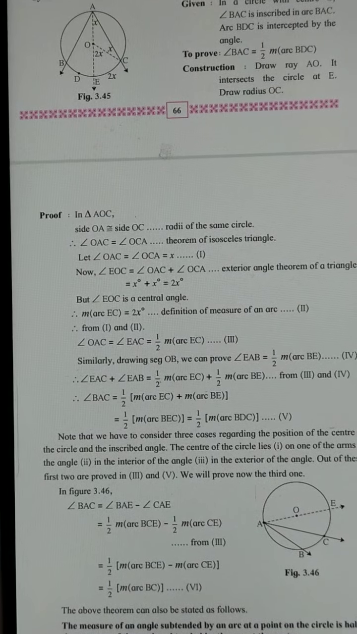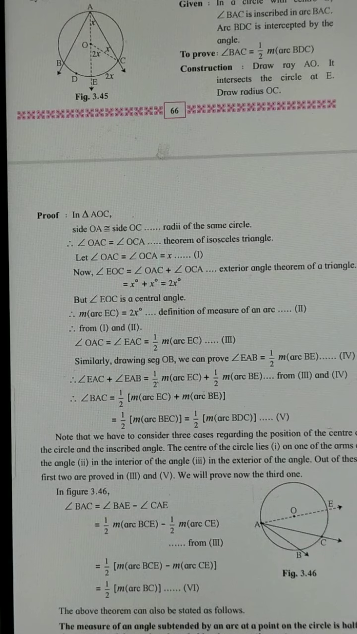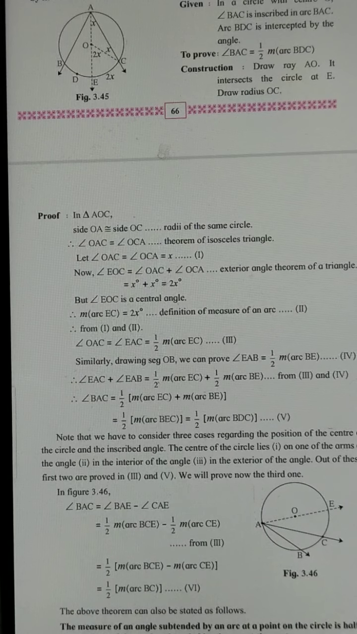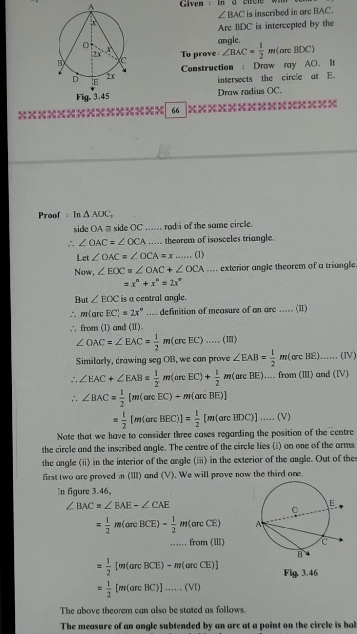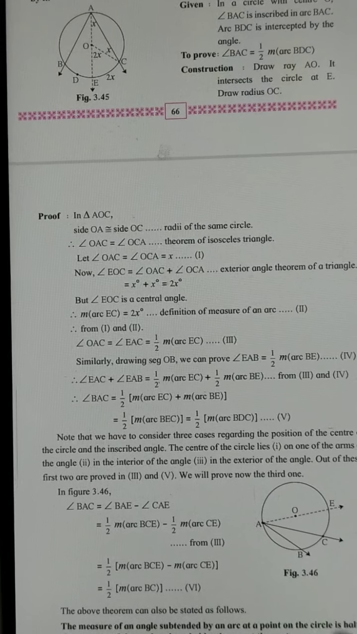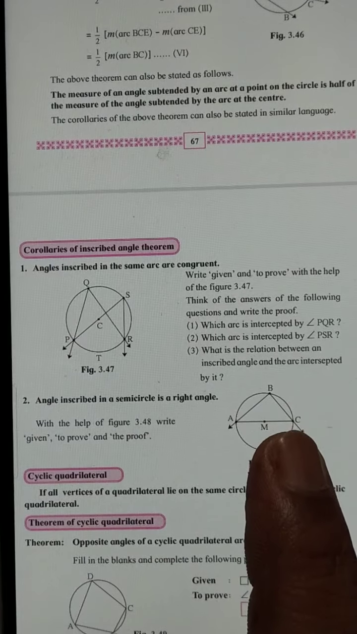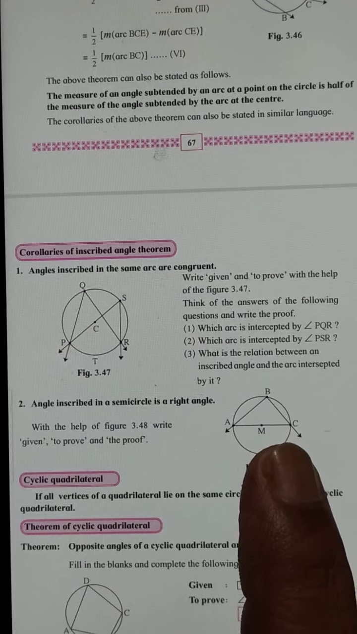So the measure of an angle subtended by an arc at a point on the circle is half of the measure of the angle subtended by the arc at the center. Okay. Now here are the corollaries of the inscribed angle theorem.